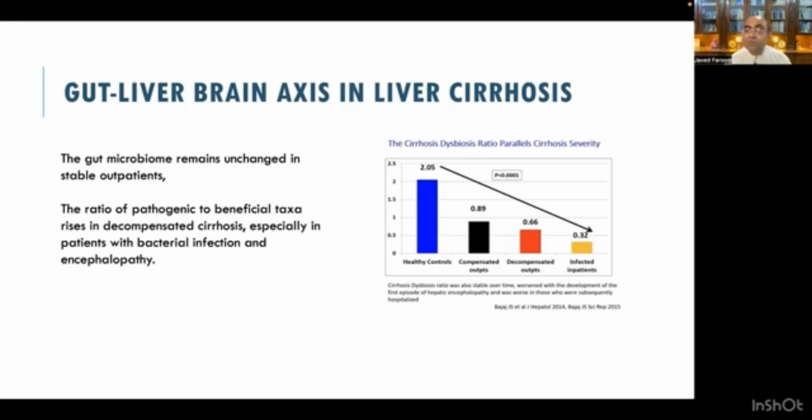There was more pathogenic microbiota as compared to the beneficial one. And these are the slides from Bajaj, who published recently. So the role of the gut-liver axis is very much there in liver cirrhosis patients.